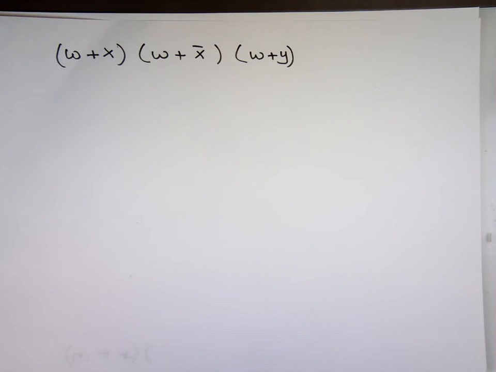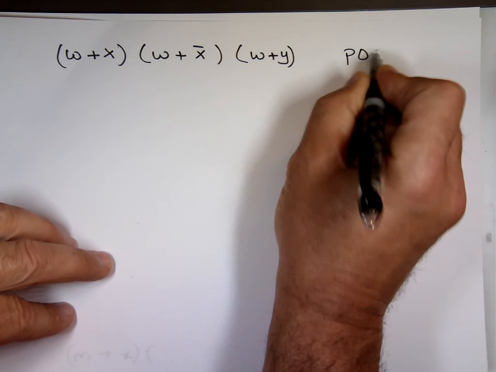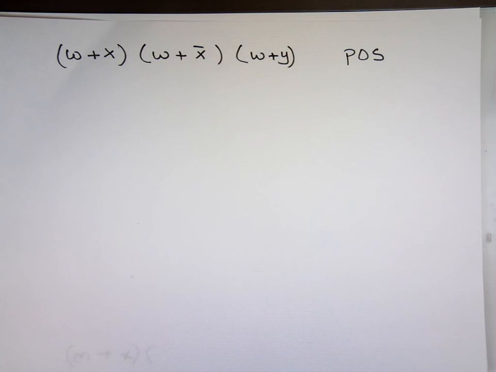Let's say I want to simplify this. By the way, this is known as what? Product of sums. Now I want to simplify it. Let me look at the first two. I can FOIL them out and see what that does.